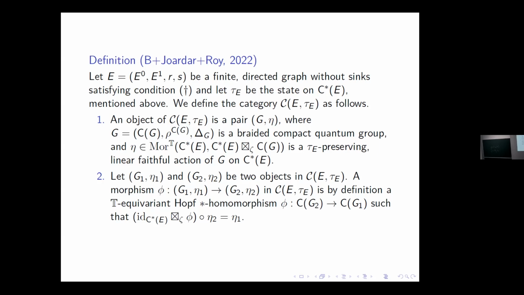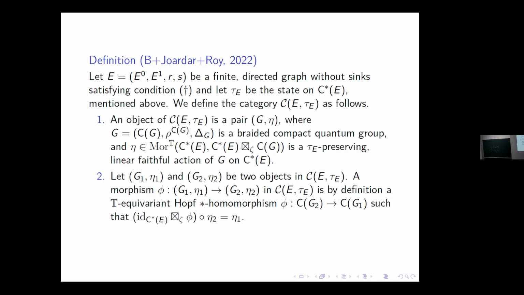And so if we have two objects of the category C of E comma tau E, (G1, eta 1) and (G2, eta 2), a morphism is an equivariant Hopf-star homomorphism from C(G2) to C(G1). It goes in, so at the group level, it goes from G1 to G2. When you get to the functional algebra level, it goes in the reverse direction such that it intertwines the two coactions. So you apply eta 2 first, get to C*(E) times C(G2), and then apply phi, you get eta 1.